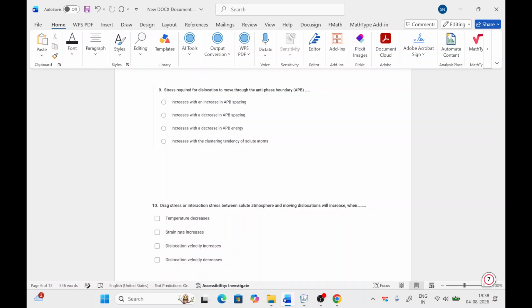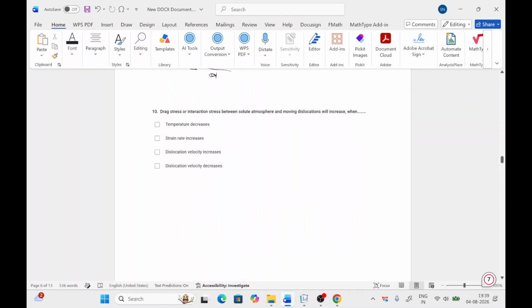Ninth question is the stress required for dislocation to move through the antiphase boundary. So stress is equal to energy of antiphase boundary divided by antiphase boundary spacing. So it increases with the decrease in APB spacing. Increases with decrease in APB energy? This is wrong. Increases with clustering tendency of solute atoms? No. So only the second option is correct: increase with a decrease in APB spacing.